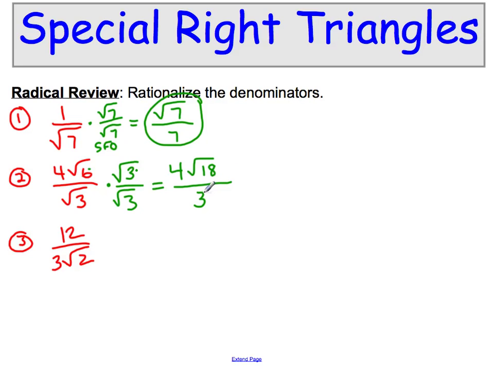And I'm not done yet. I can't simply cross out this 18 and the 3, you can't do that. Do not do that. What you can do is this 18 can still be broken down into 9 and 2. This is 3 and 3 if you remember. So we would have 4 times 3 on the outside times the square root of 2, and that's going to be all over 3. I'm not quite done yet.